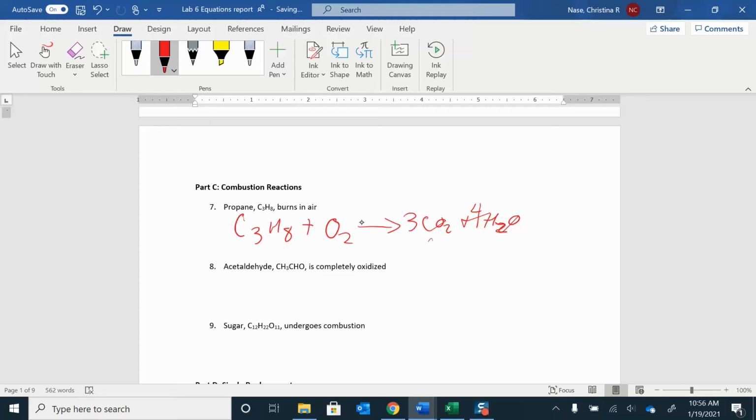I have 6 oxygens from the carbon dioxide. I have 4 from the water. That gives me 10. In order to get 10 oxygens over here, I'm going to put a 5. And then just double check. I've got 3 carbons, I've got 3 carbons. I've got 8 hydrogens, I've got 8 hydrogens. I've got 10 oxygens, 6 from here and 4 from there gives me 10.